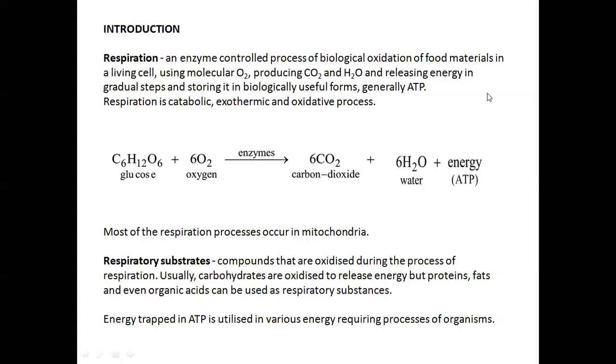Respiration in simple language is the oxidation of food material to release energy. When the food material, whatever we eat, is oxidized using molecular oxygen, there is release of energy. That release of energy from the oxidized food, the whole process, is considered as respiration.